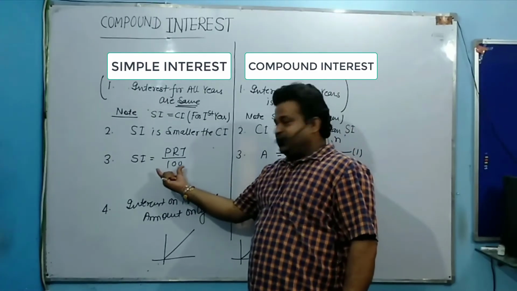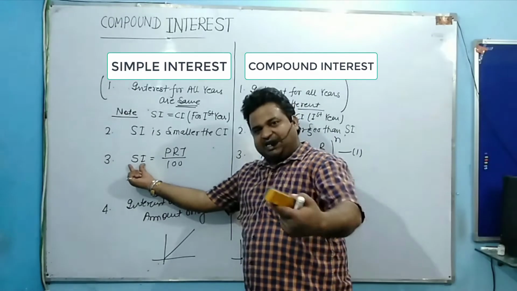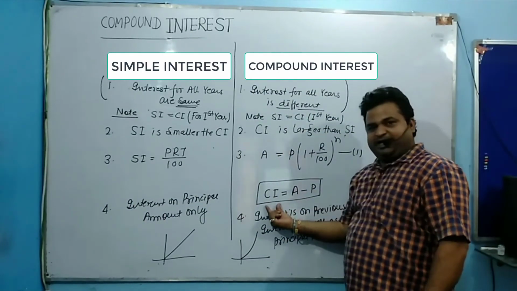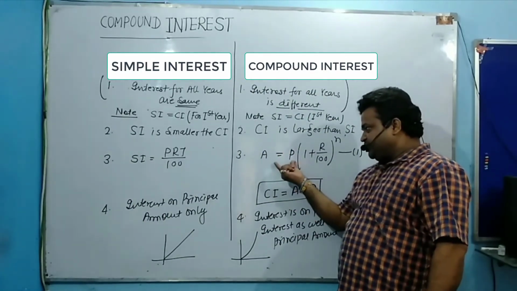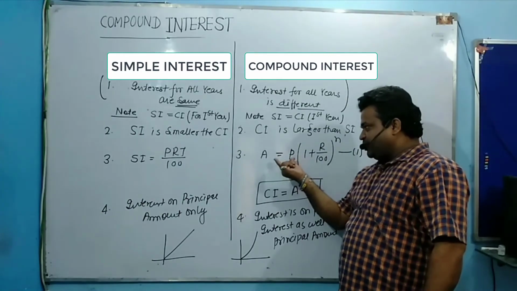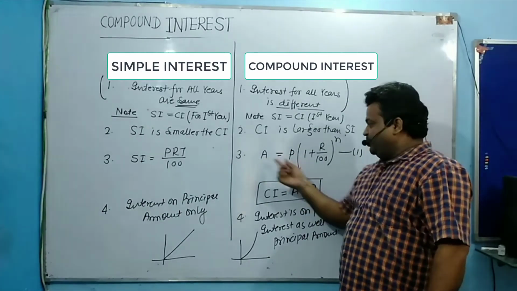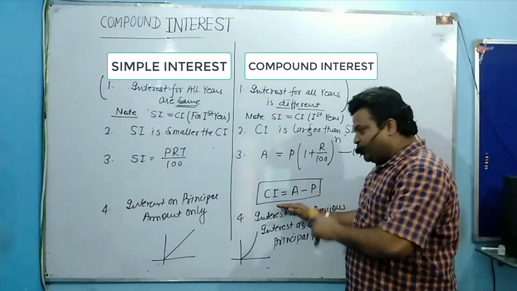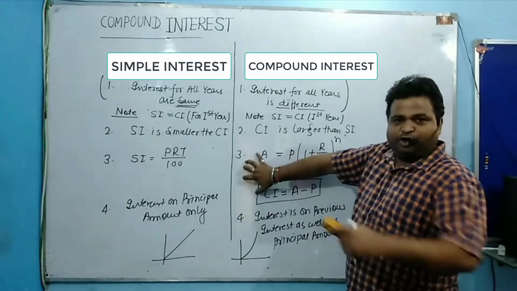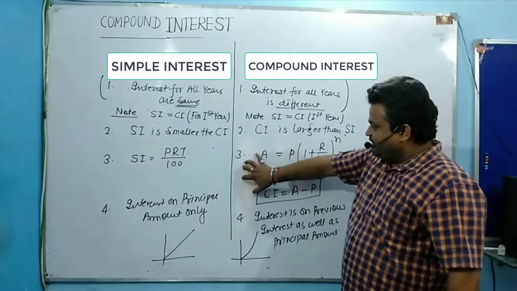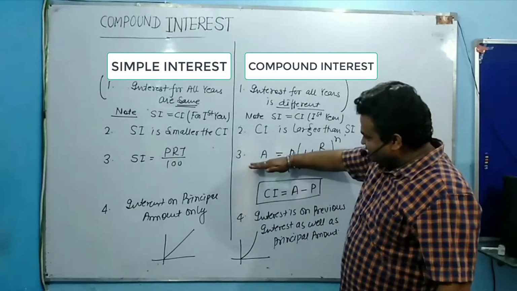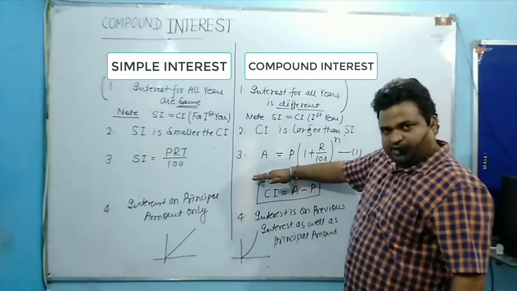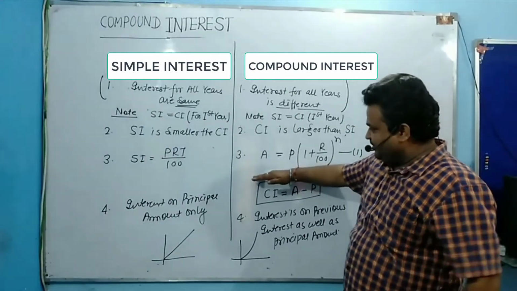The formula is different. You will get simple interest directly, but for compound interest, you use this formula. After you calculate the accumulated amount, you subtract the principal value from it, and you get compound interest. We will look at this in the numericals later on. In the numericals, I will clarify what the accumulated amount is and what CI is. So you have to wait for 10 minutes.